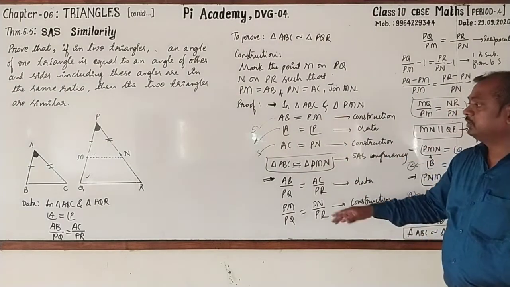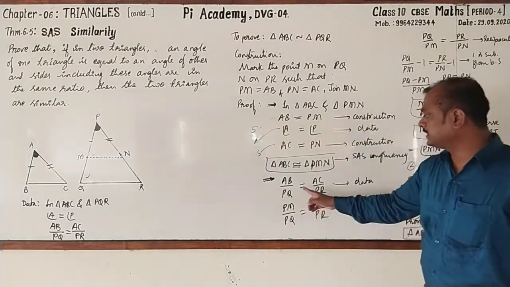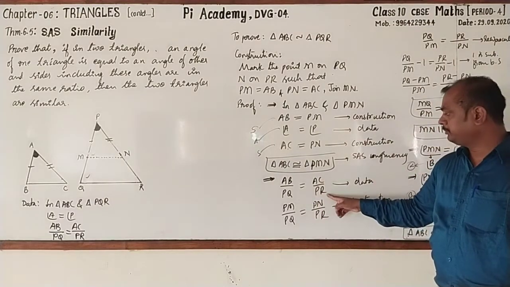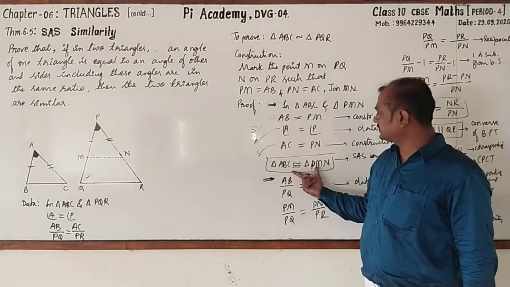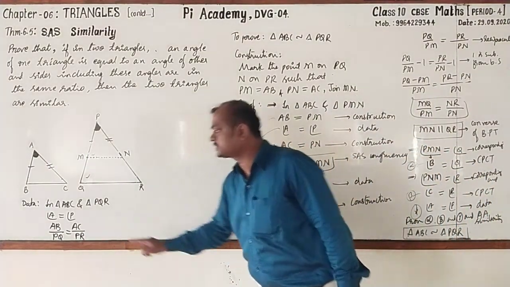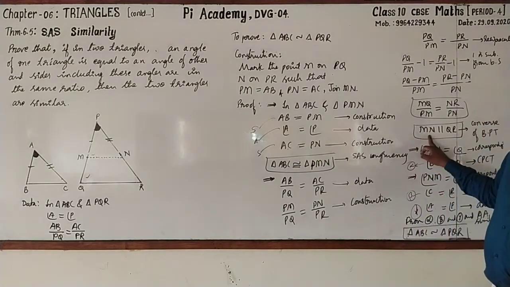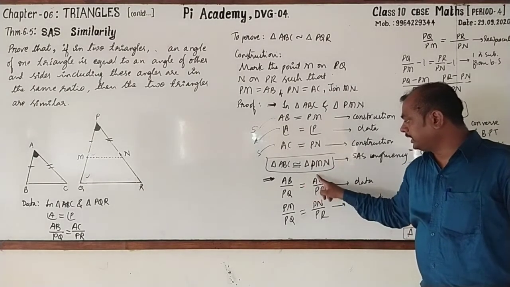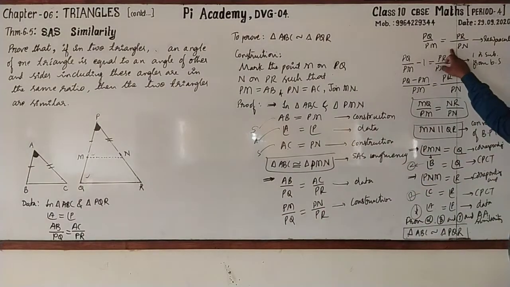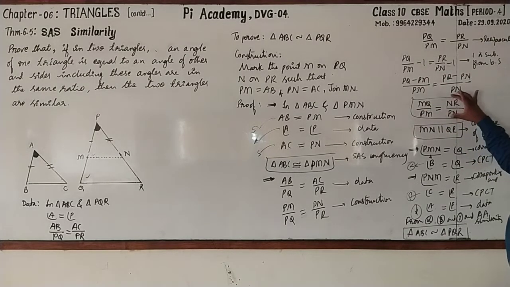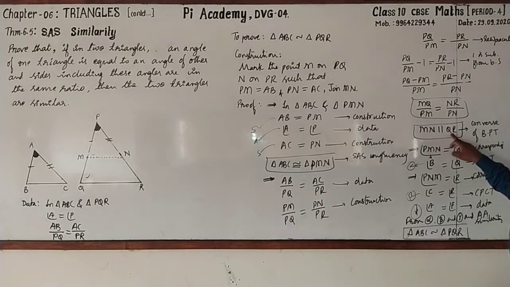Then after that, we have used the given statement, that is AB by PQ equal to AC by PR. First we have used the angle to prove triangles as congruent. Next we are using this statement to prove the parallel, MN parallel to QR. So for AB and AC we have taken substitution. Then we have taken reciprocal. One has been subtracted from each. Then we have got the statement, which is the converse of BPT. Therefore, MN parallel to QR.